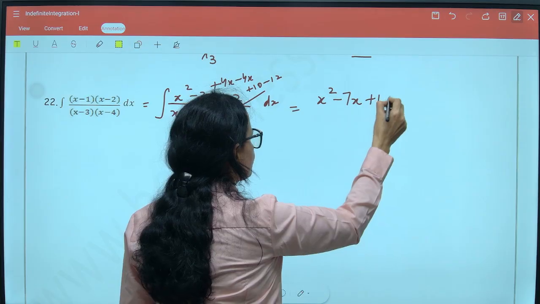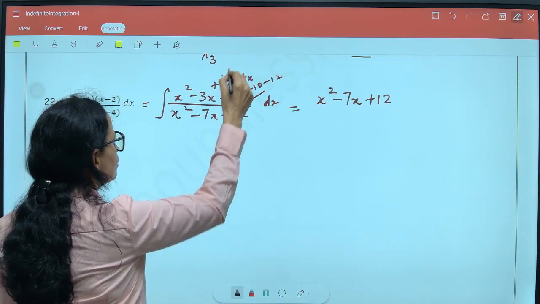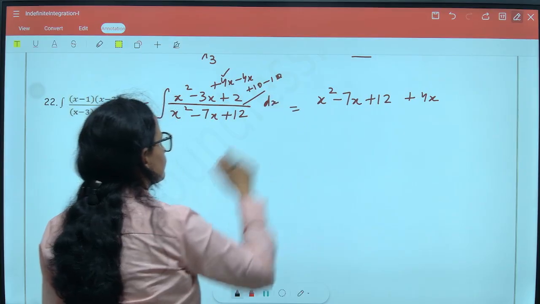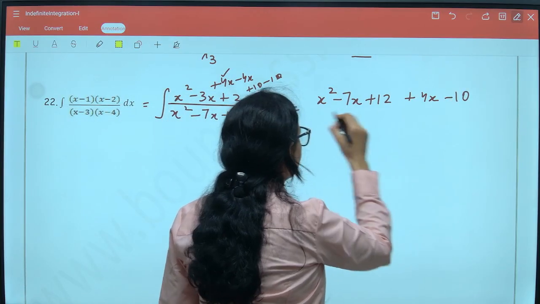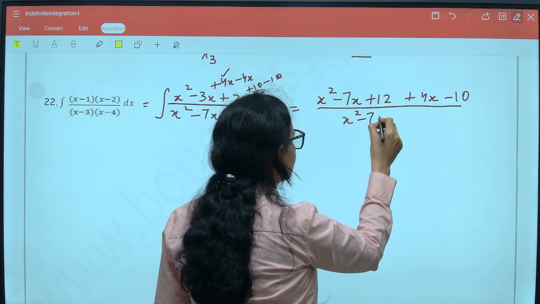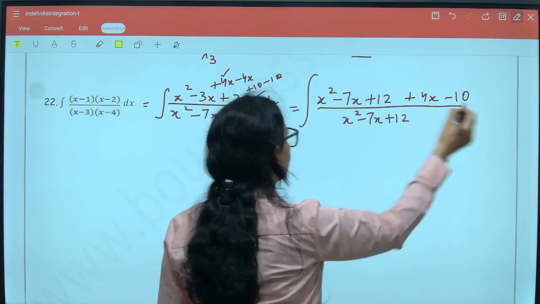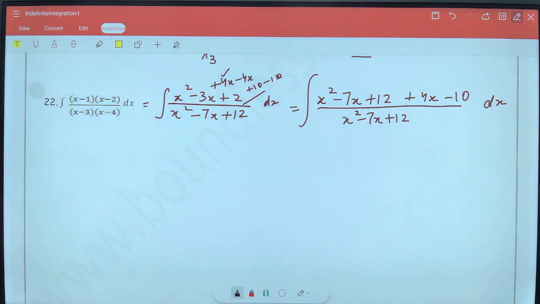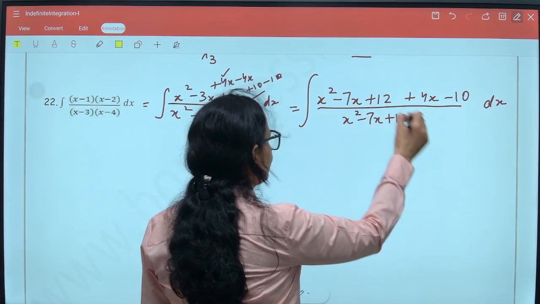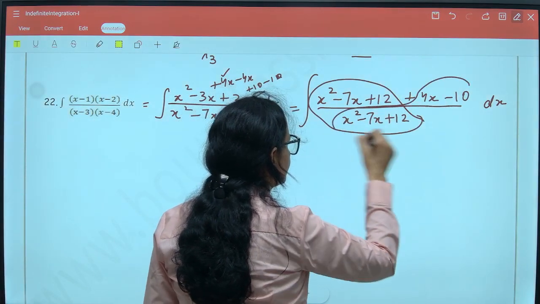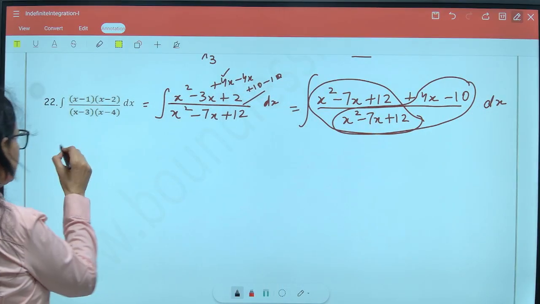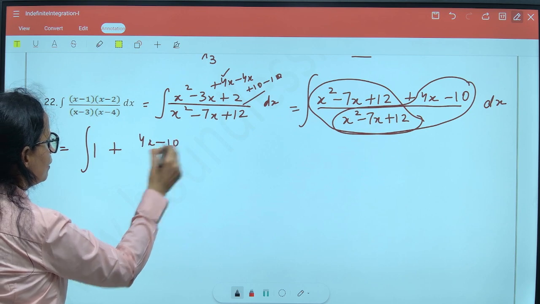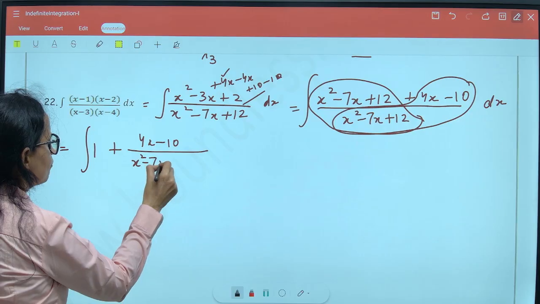So this becomes plus 12, and what are the terms that are left out? Plus 4x, let me write it on the side, and I have minus 10. The denominator is x square minus 7x plus 12, and I need to integrate this with respect to x. So now I have some part of the numerator same as denominator. So now I can separate out into two fractions like this, right? So the integrand becomes equal to 1 plus 4x minus 10 upon x square minus 7x plus 12.